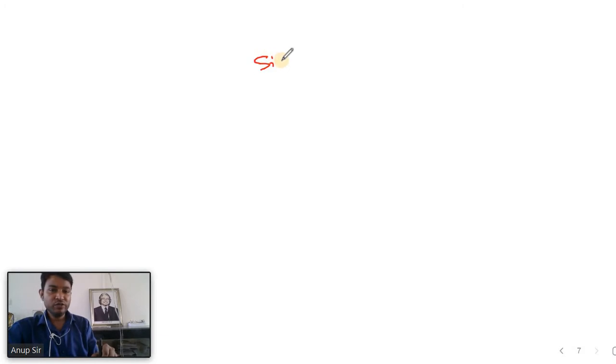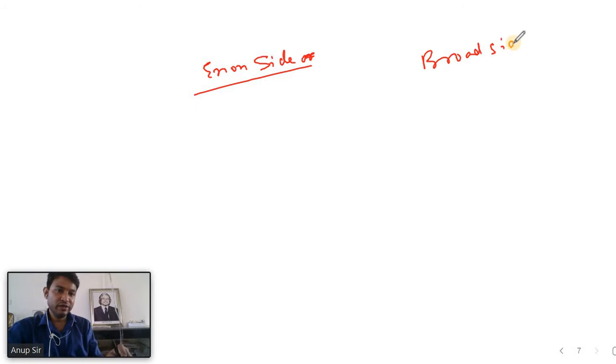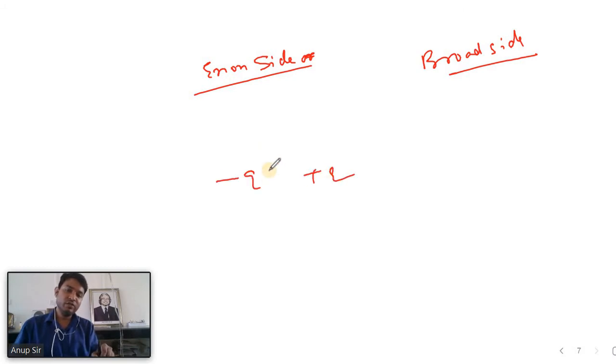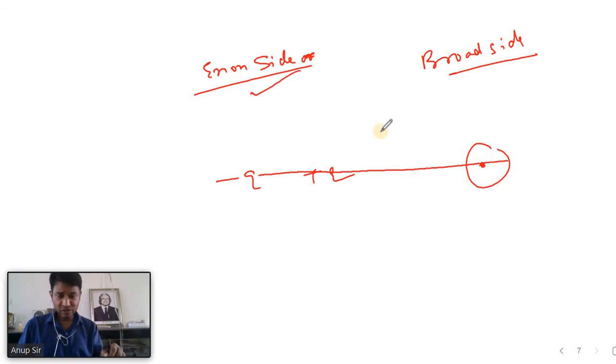There are two positions. One is known as end on, and the other one is known as broadside. End on position or broadside on position. So if this is the dipole minus q and plus q, and we join this minus q and plus q and extend it further, then any point on that line, where we need to find the electric field, the position is better known as end on position, or you can say axial position.